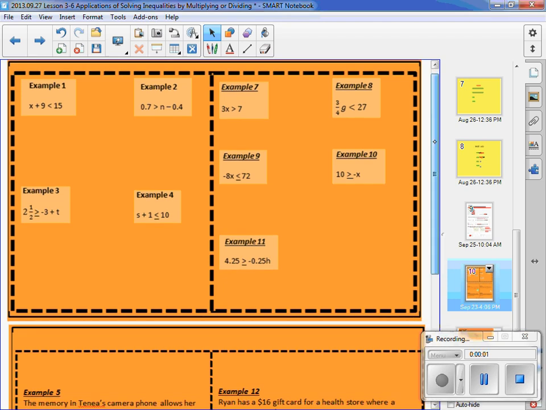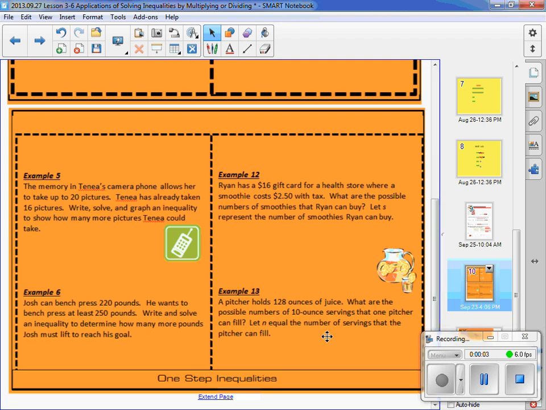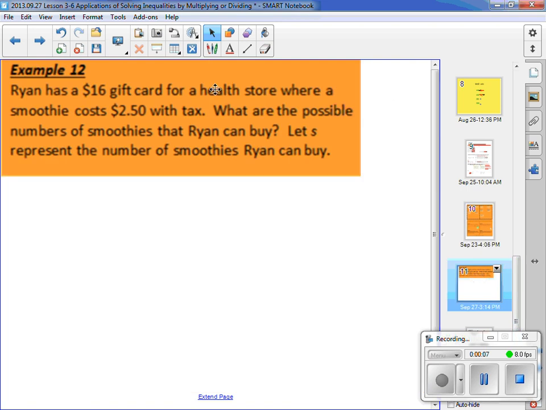So in your orange packet, we are looking right here at examples 12 and 13. Example 12 says, Ryan has a $16 gift card for a health store where a smoothie costs $2.50 with tax. What are the possible numbers of smoothies that Ryan can buy? Let S represent the number of smoothies that Ryan can buy.